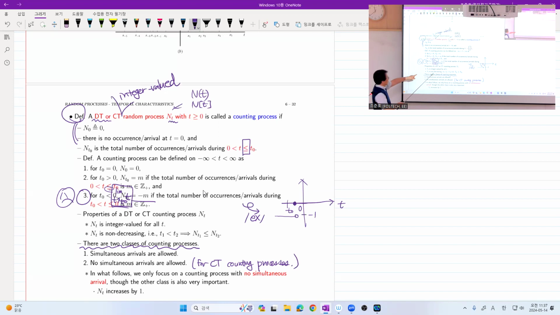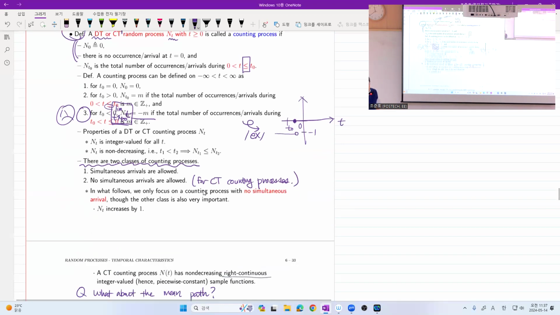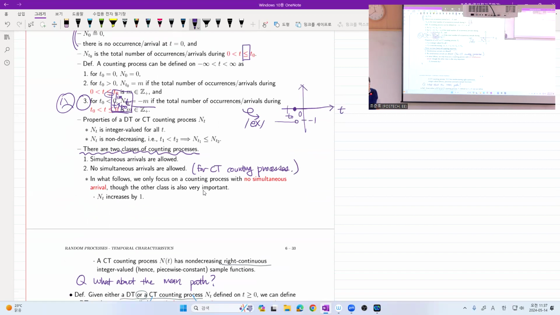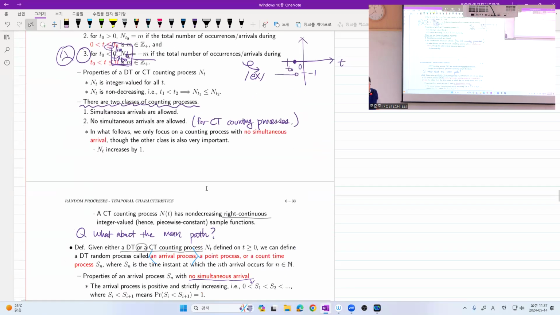Of course, it's always integer valued and it's always non-decreasing by definition. And as I told you, there are two types of counting processes: one that does not allow multiple arrivals, the other that allows simultaneous arrivals. By our definition, every sample path of a continuous time counting process is right continuous, similar to the CDF of a random variable.